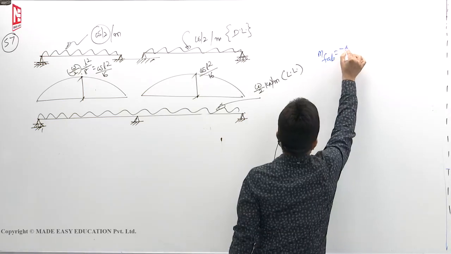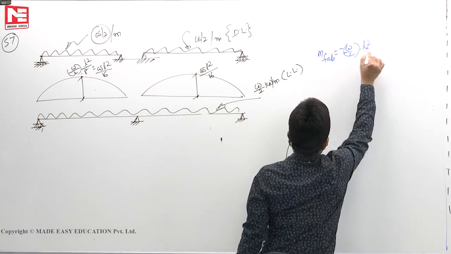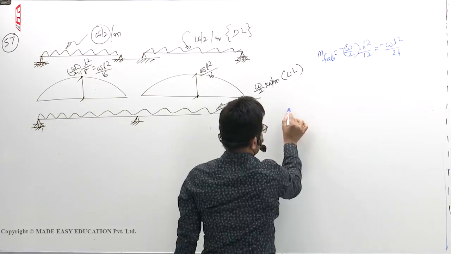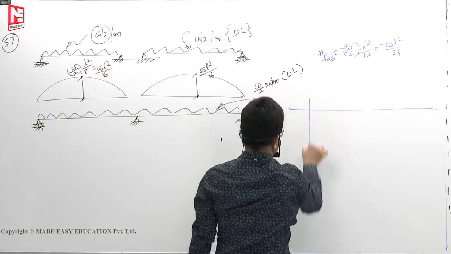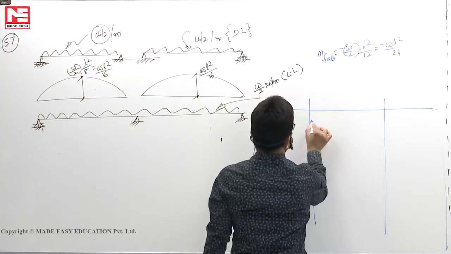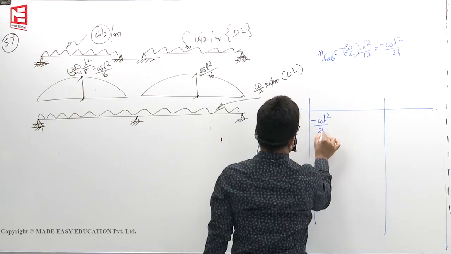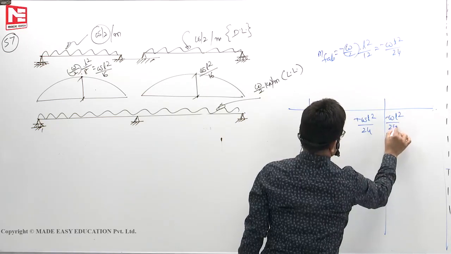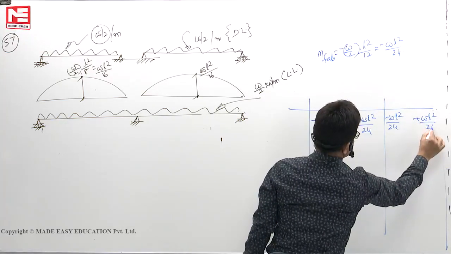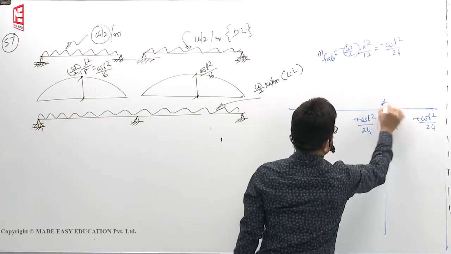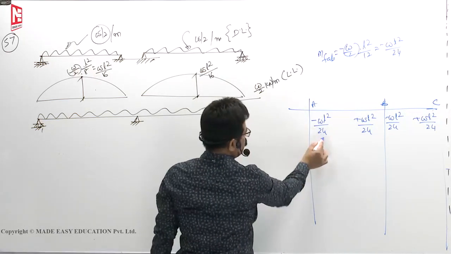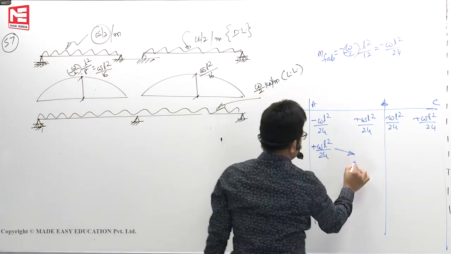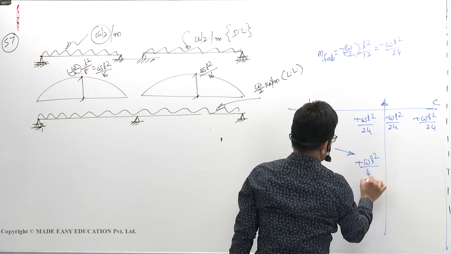MFAB means minus W by 2, WL square by 12. You will get minus WL square by 24. Now you see all those moments, if you take the distribution, this is minus WL square by 24 plus WL square by 24, minus WL square by 24 plus WL square by 24. This point is A, B, C, let us say. Okay, this you have to release. So plus WL square by 24. Carry over moment is plus WL square by 48.